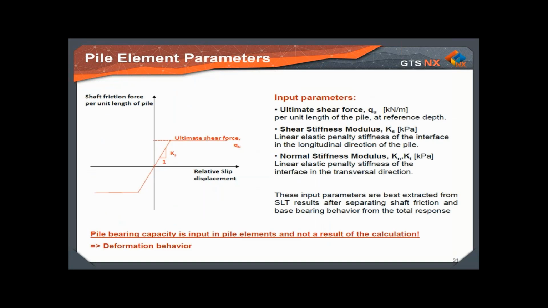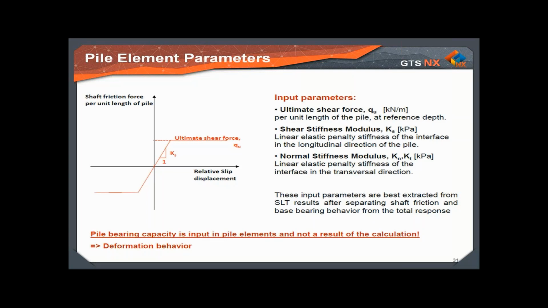In terms of input parameters, these interfaces between the embedded pile or beam and the soil are characterized by a few parameters. In principle, you have a set of springs at the shear between the beam and the soil, and these springs are two in lateral directions, so Kn and Kt, and one along the pile axis, which is Ks. Next to the stiffness, there is an ultimate shear force.